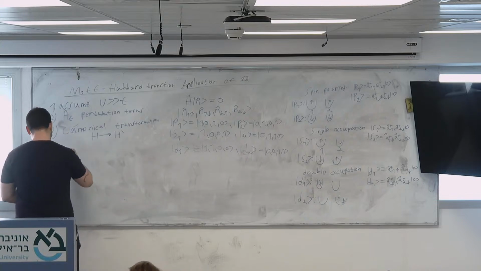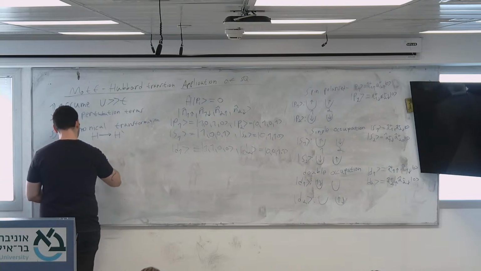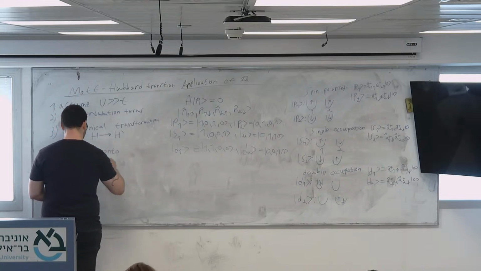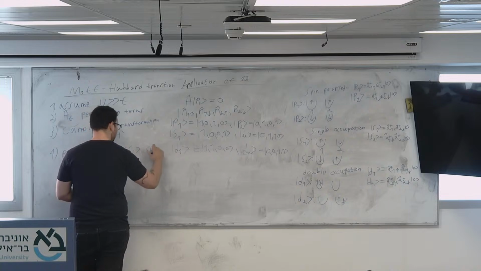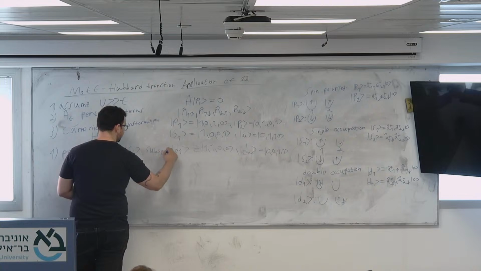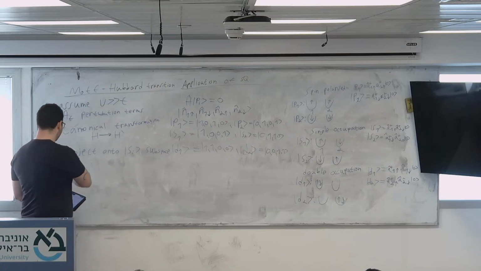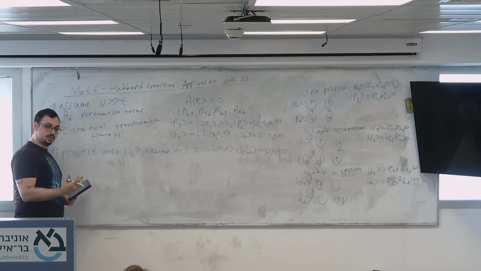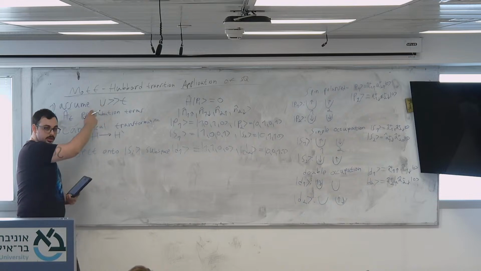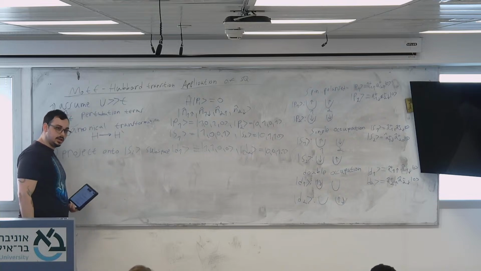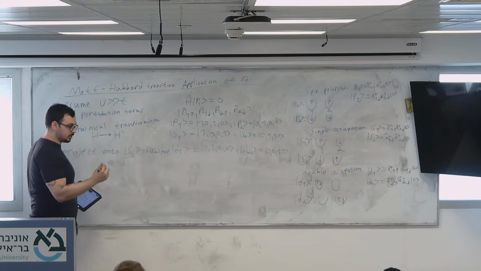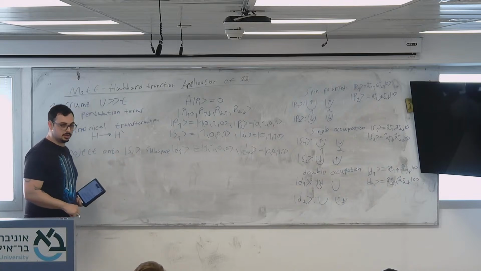Step 4, we want to project onto the SI subspace. Again, why can I do step 4? Because we want to find the ground state, and the in-lattice interaction will be very strong. We assume U is very, very big, so we'll assume that the ground state will be somewhere in the SI subspace. Basically, the subspace where you don't have the in-lattice interaction.